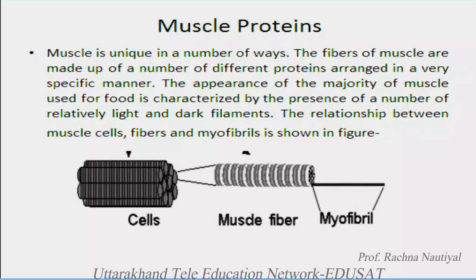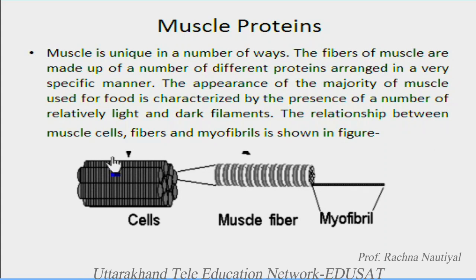Now, something about the muscle proteins, a very important part of the muscle. Muscle is unique in a number of ways. Our muscle fibers are made up of a number of different proteins arranged in a very specific manner. As I have told you, it is actually a combination of different proteins whose function is just to contract. So the arrangement of those proteins in a very specific manner is what muscles are all about.